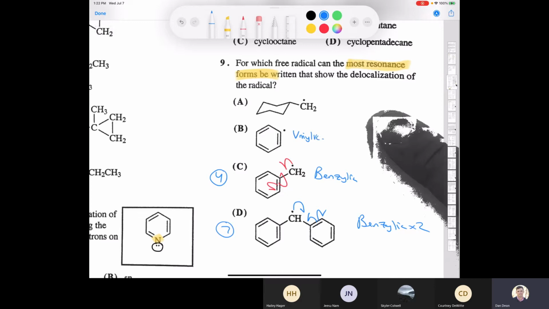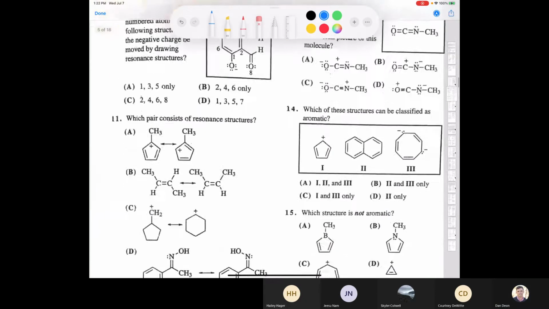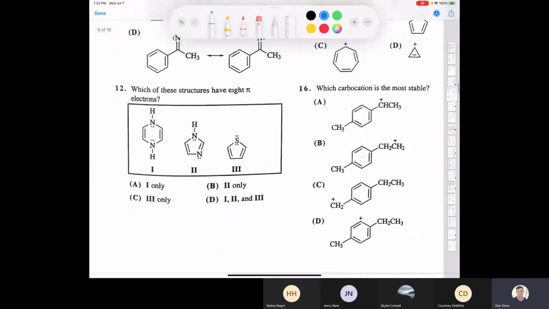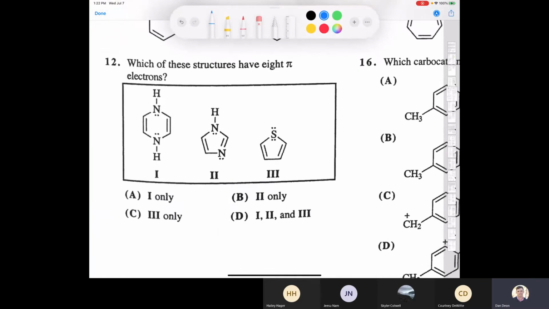Let's go to question number 12. So question number 12, it just says, which of these structures have 8 pi electrons? I'm going to ask you a different way. Which compounds are aromatic? Could anybody tell me which compounds here are aromatic?